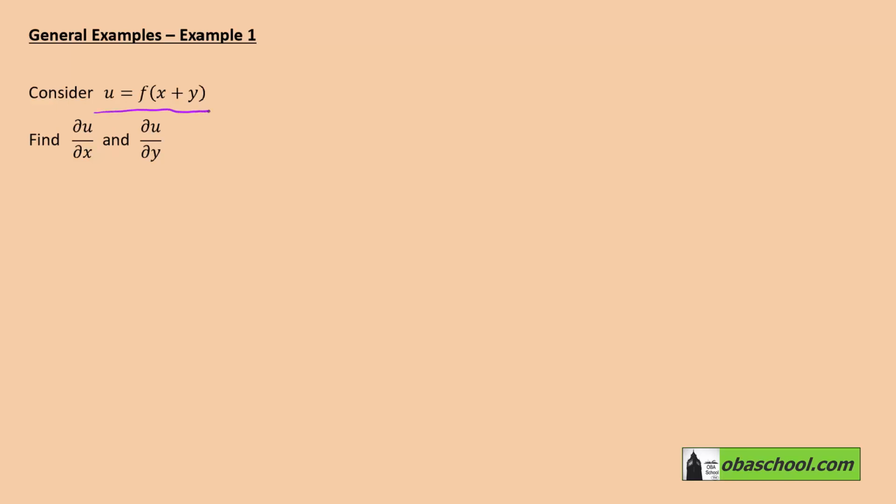Consider u is equal to some function of x and y. We want to find du dx and du dy. Well, in this case, du dx would be equal to f dashed of x plus y, where in this instance, the dashed here signifies differentiating f with respect to x.